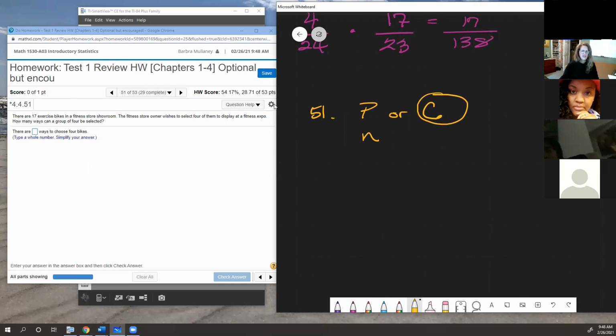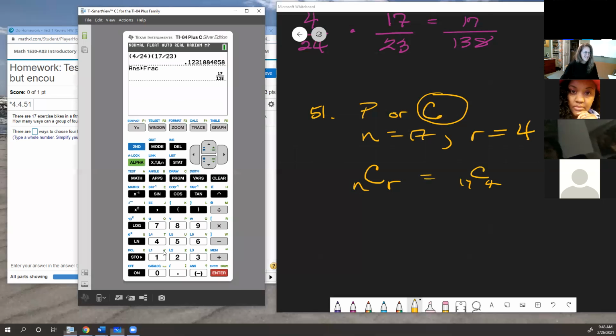Okay, so it's a combination of n items taken r at a time. Now n is 17, r is 4 at a time. So this is a combination of 17 items, 2,380. I'm going to press 17, math, prob, and I'll catch up to you guys. So number 3, and then I put in my 4, and we get 2380.